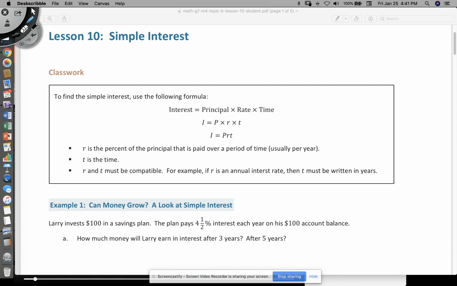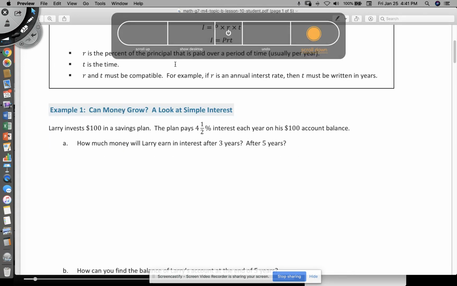All right, this is Module 4, 7th grade, Lesson 10 on simple interest. If you notice right here at the beginning, they're going to give us a formula that we're going to use. This is interest equals principal times rate times time, also known as I equals PRT, and it tells you here which each of those variables represent. All right, so we're going to move down and start solving some problems.